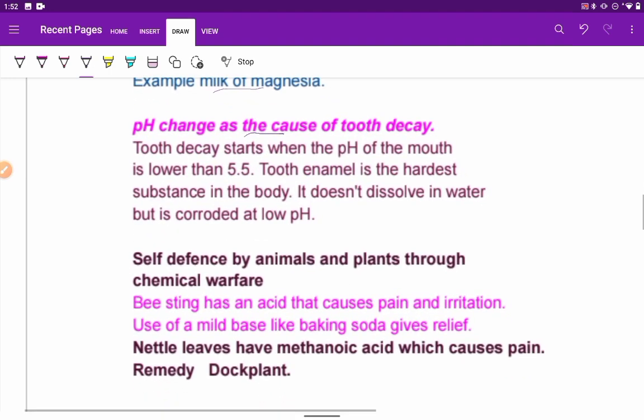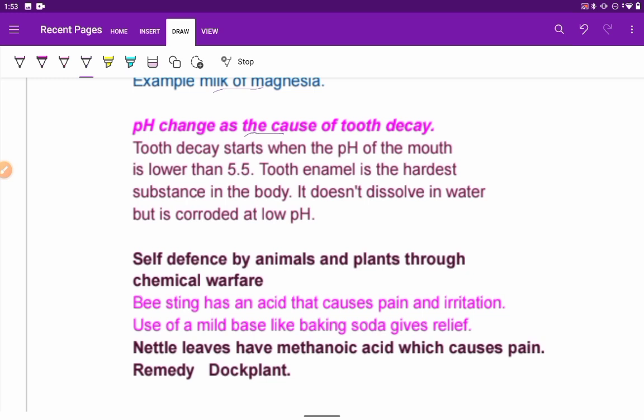Next is self-defense by animals and plants through chemical warfare. Now see, whenever the bee stings, they leave an acid, and that causes irritation in the affected area and also pain. If we use some mild base like baking soda in the area where the bee sting is, it will give some relief.